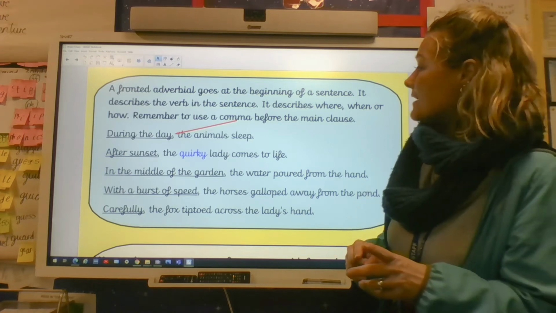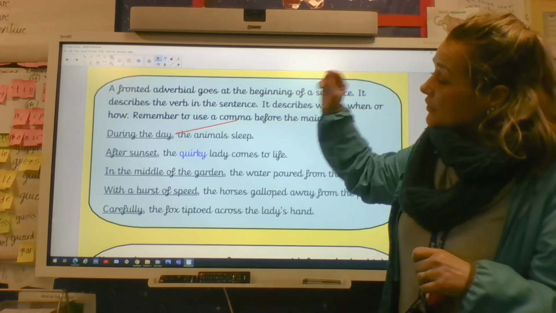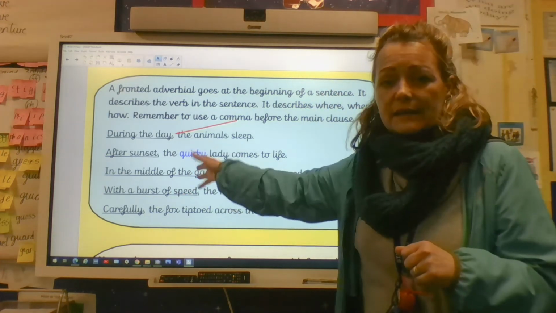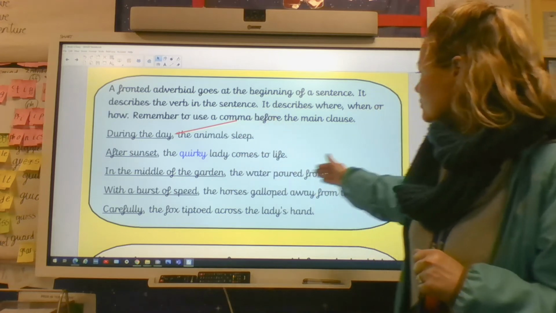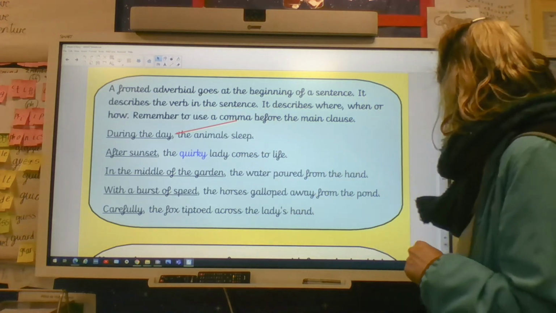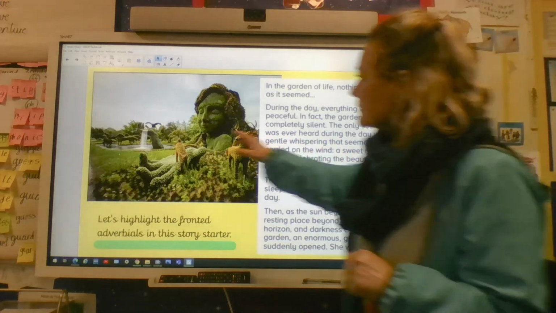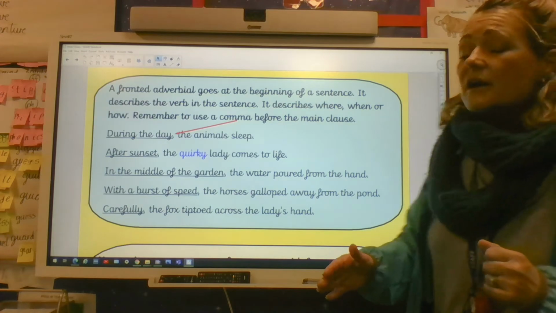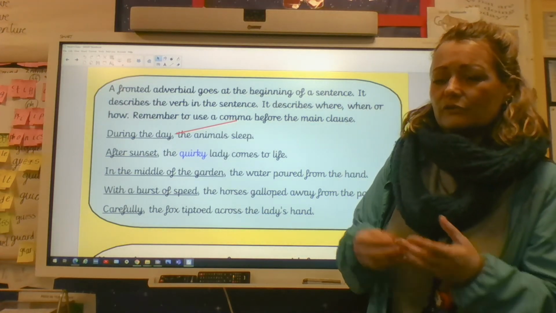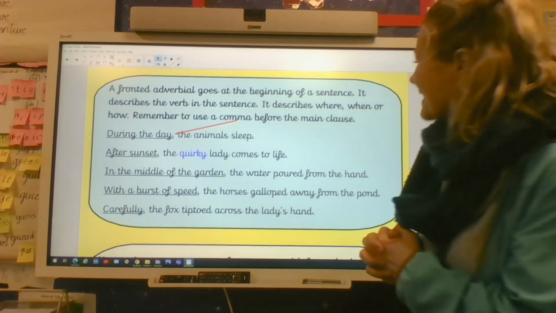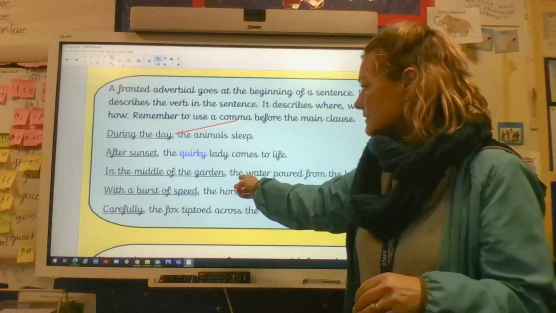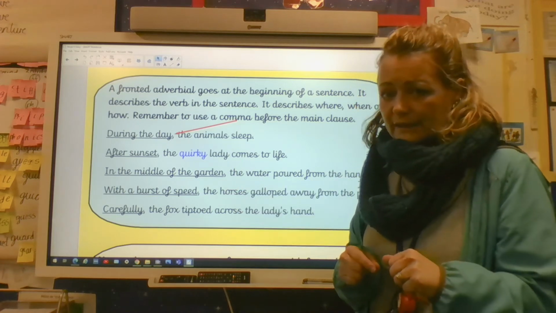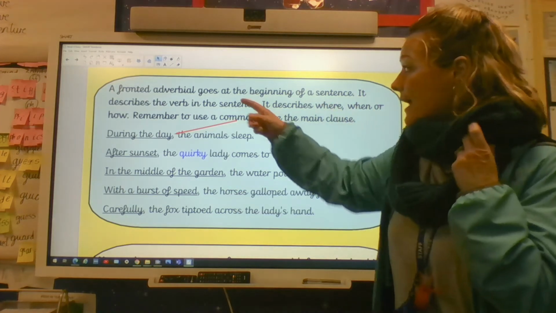Okay, so if you've had a go at doing that, you might have replaced in the middle of the garden with underneath the bird of prey, the water poured from the hand. I think it's a bird of prey. Let me take a quick look and remind myself. Yes, underneath the bird of prey, the water poured from the hand. So I've used another fronted adverbial, just a position, a where fronted adverbial to start my sentence. Don't forget the comma.